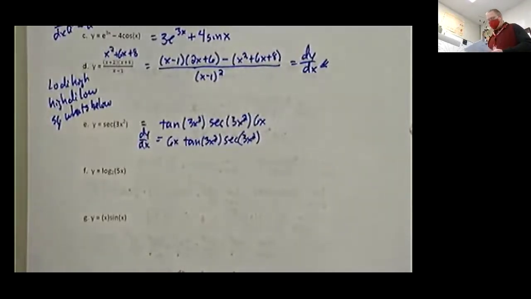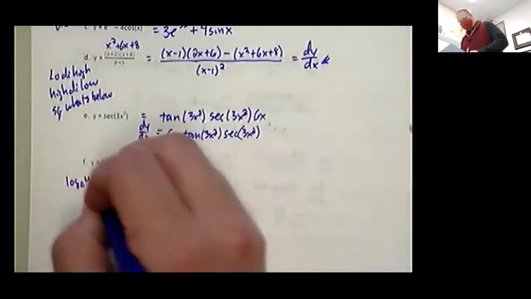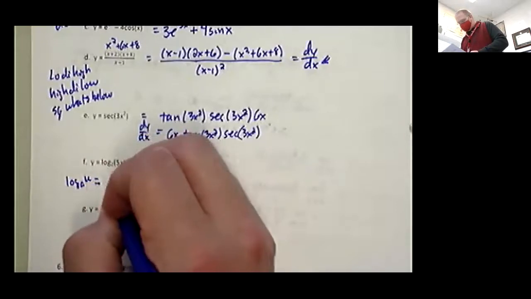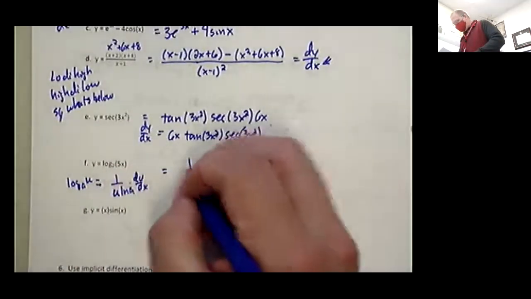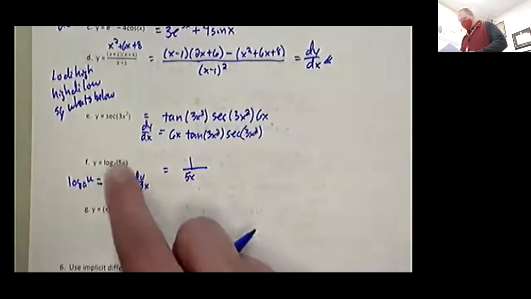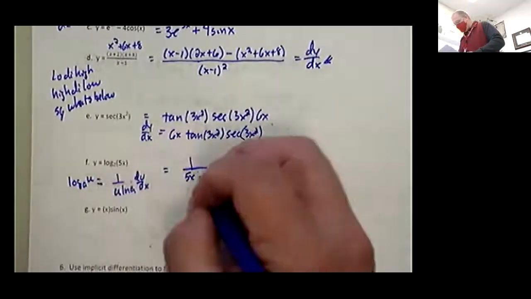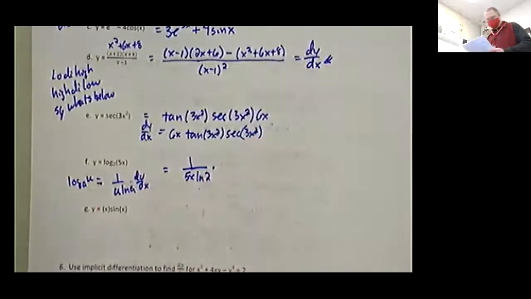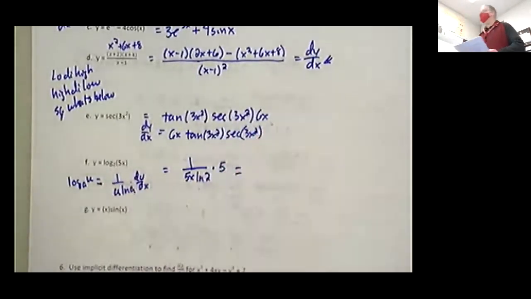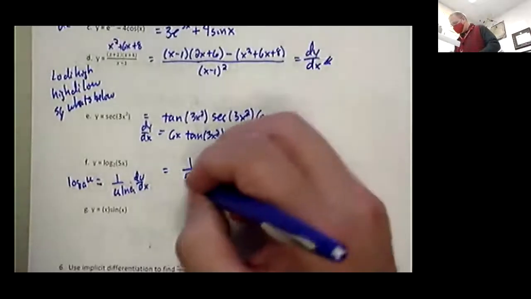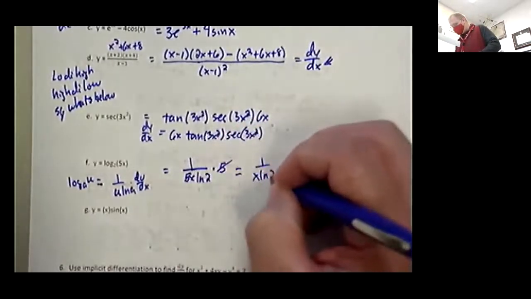Number 5, log, we have a formula for that, and that is log base a of u. The derivative then is 1 over u ln of a times du/dx. U is the 5x, so we have 1 over 5x times the natural log of the base. The base is 2, so this is ln of 2 times du/dx. 5x is the u, the derivative of 5x is 5. Can we simplify anything? The 5s cancel, that's 1 over x ln of 2.